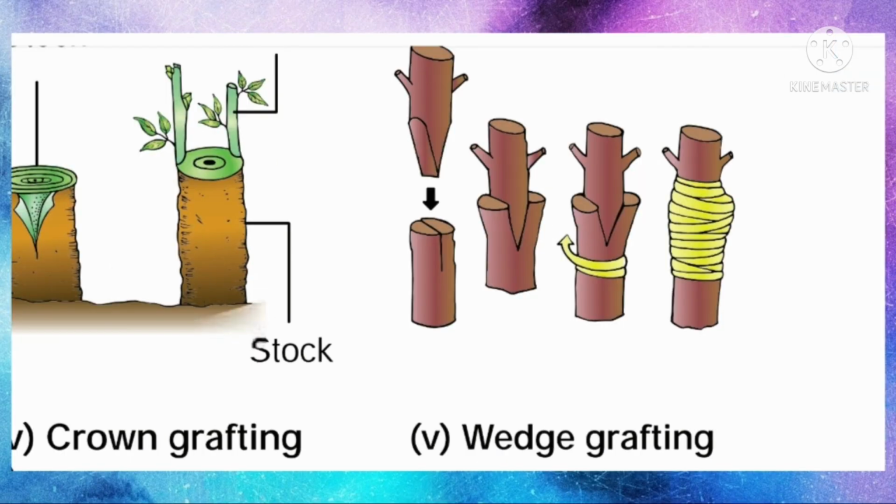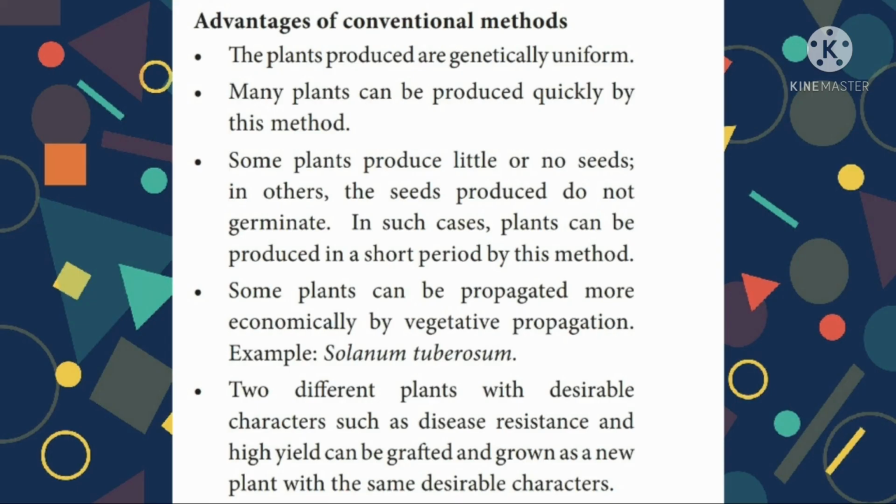The last one is the wedge grafting. Here the stock as well as the scion are both similar in size, and you can notice the wedge shape cutting in the scion branch, and it will be inserted into the stock and properly bandaged. So now we are going to see the advantages of conventional methods.